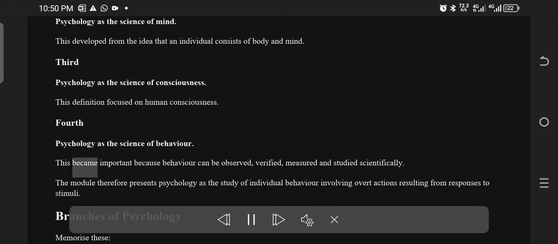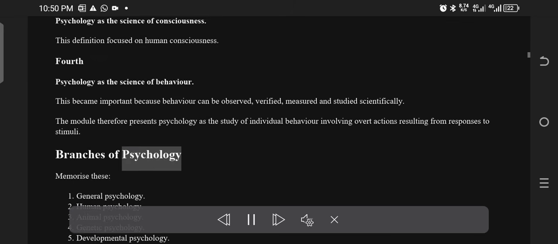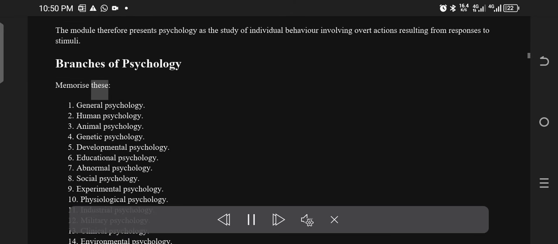This became important because behavior can be observed, verified, measured, and studied scientifically. The module therefore presents psychology as the study of individual behavior involving overt actions resulting from responses to stimuli. Branches of psychology. Memorize these.